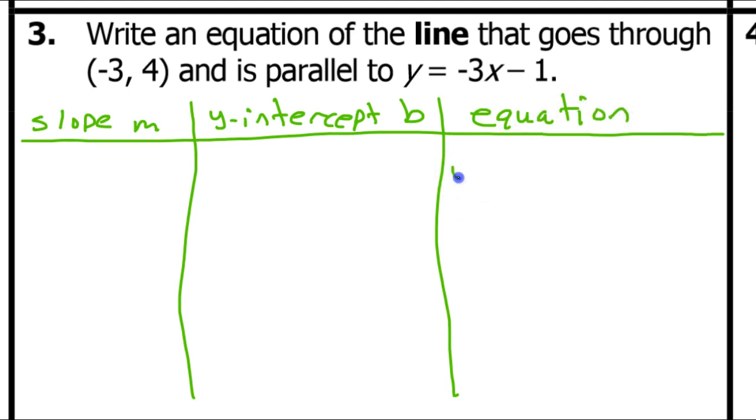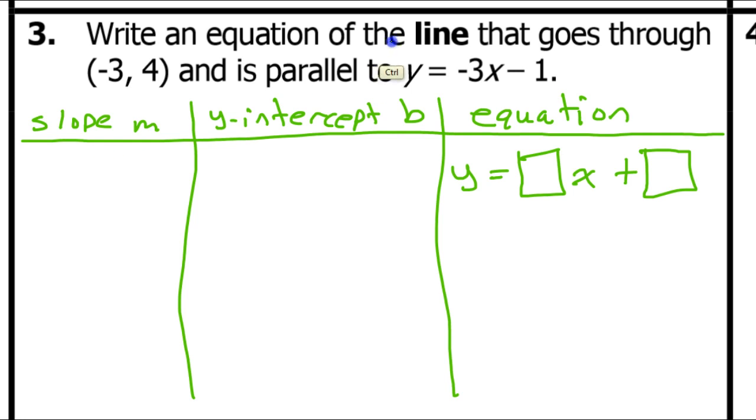The equation is always in the form y is equal to something x plus something, where the first box is the slope and the second box is the y-intercept. Okay, in this case they did not give me 2 points, so I can't do y minus y over x minus x like I did in problem number 1.